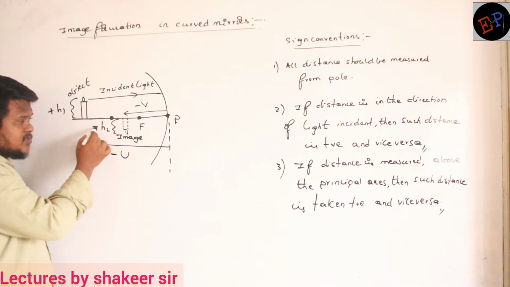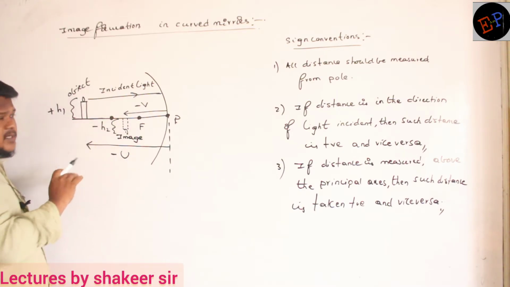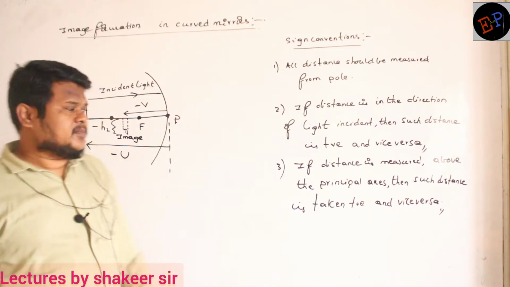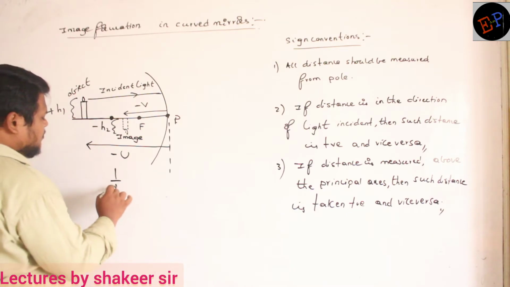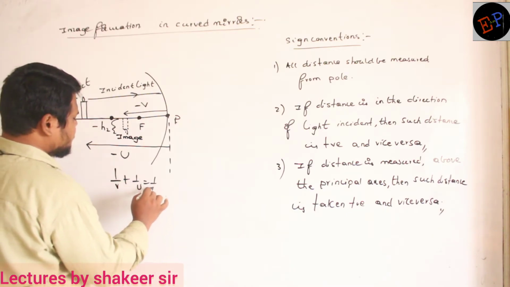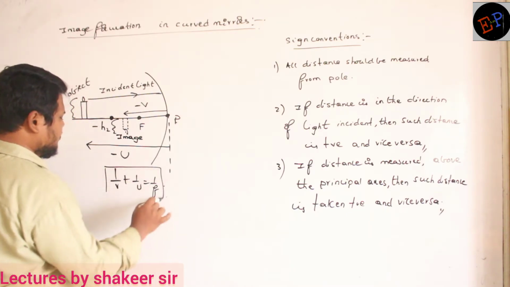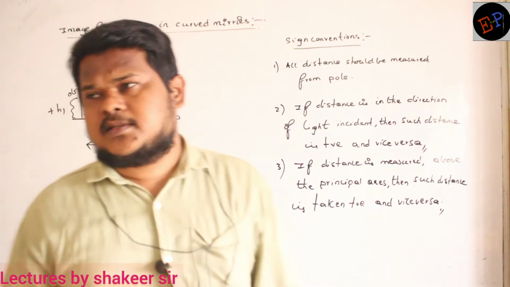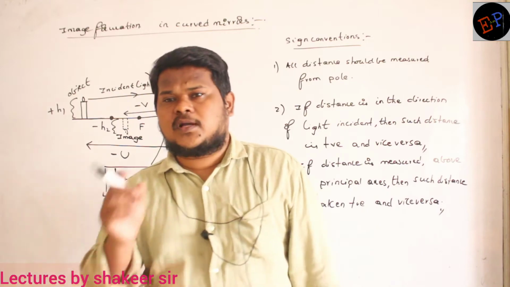Minus h2. Why minus h2? Because it is below the principal axis. Are you able to understand? So these are the sign conventions which we are supposed to remember, and by using the mirror formula 1 by v plus 1 by u is equal to 1 by f, you can exactly calculate the position of the image if you know the object distance and the focal length.